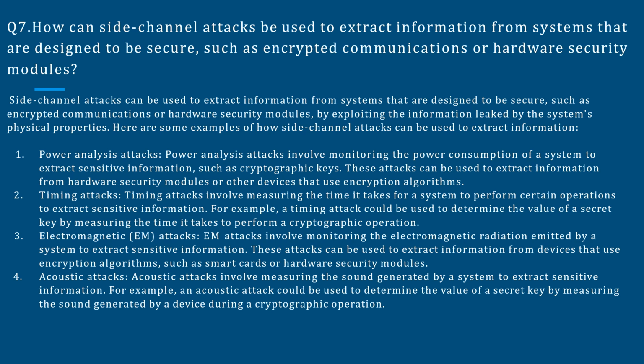Here are some examples of how side channel attacks can be used to extract information. First, power analysis attacks. Power analysis attacks involve monitoring the power consumption of a system to extract sensitive information such as cryptographic keys. These attacks can be used to extract information from hardware security modules or other devices that use encryption algorithms.